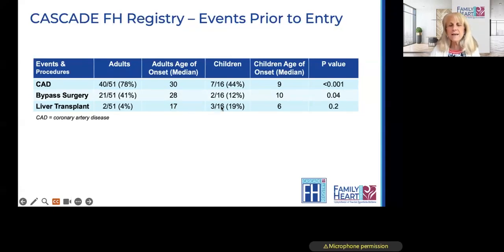3 of 16 of the children enrolled as children, or 19%, had liver transplants. The median age of onset there was 6.